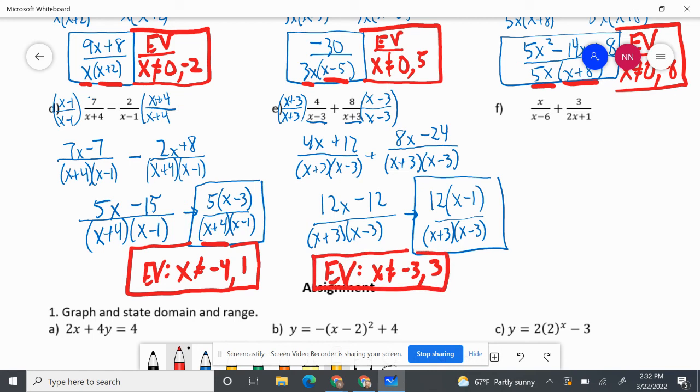And for our last one, we're looking to see what our common denominator is. Once again, it's the product of the two. So this has an x minus 6. This has a 2x plus 1. So our common denominator is x minus 6 and 2x plus 1. What that means is that we're going to multiply the first one by a 2x plus 1. And then for the second one, we're going to multiply it by an x minus 6.